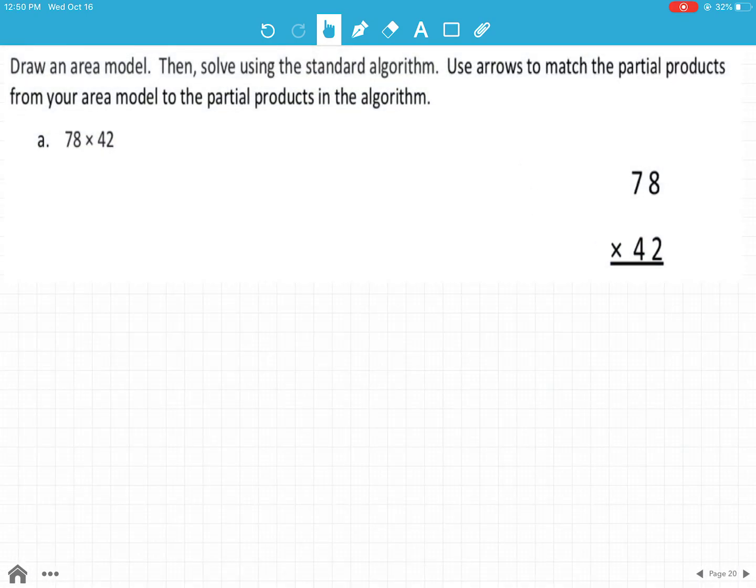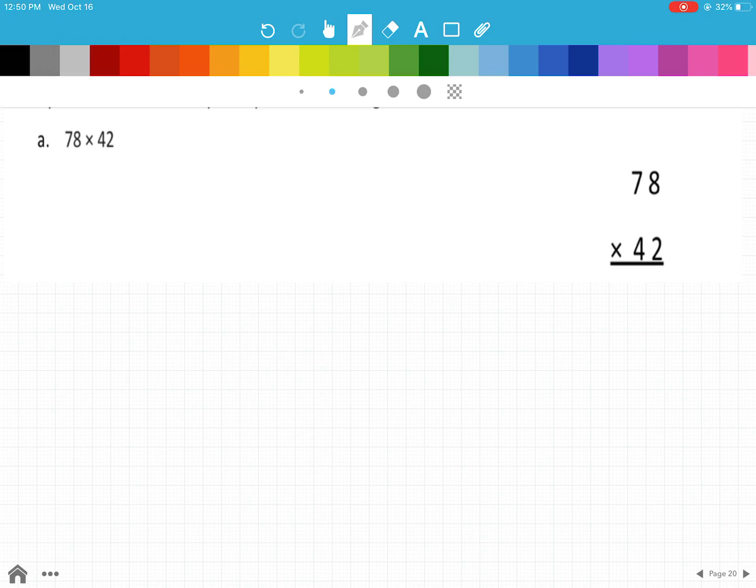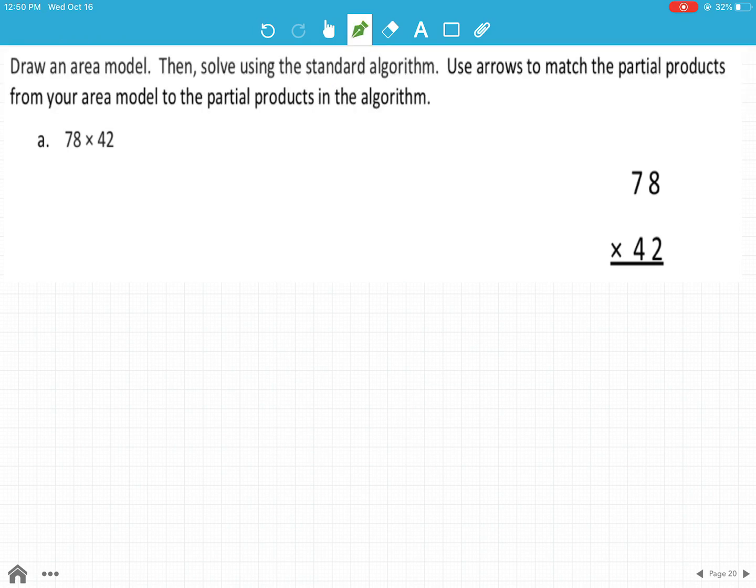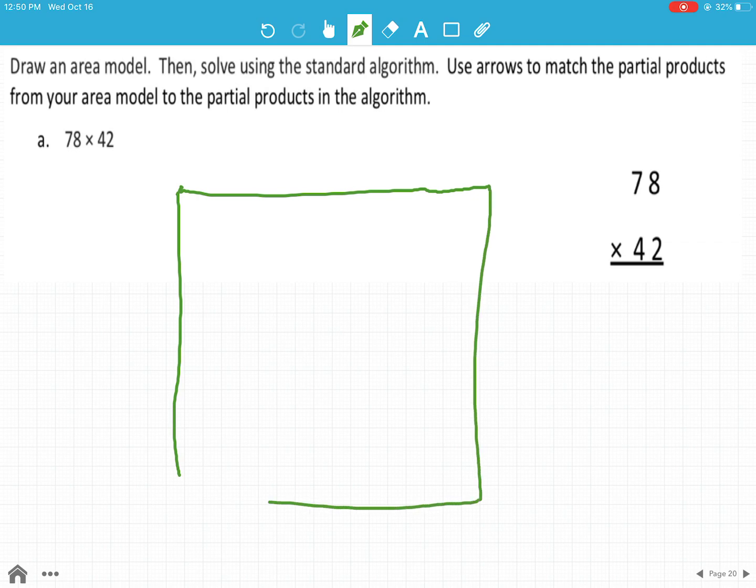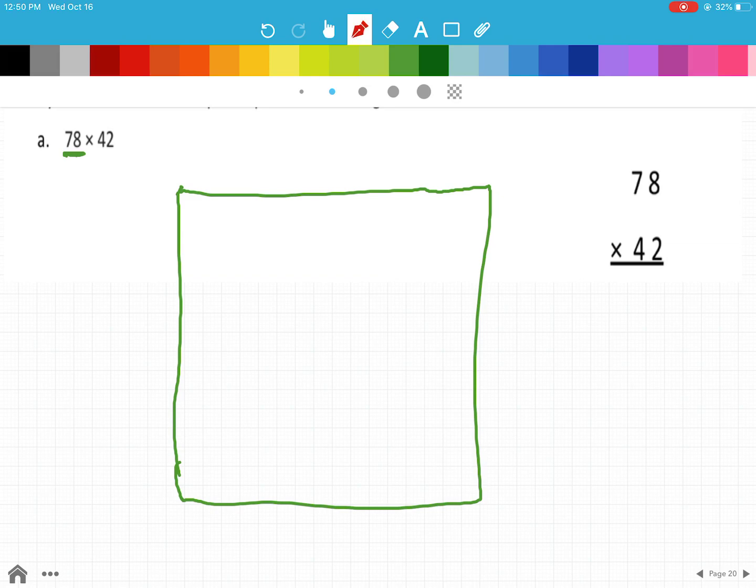Alright, so here we go. So it says draw an area model. So I'm going to draw an area model. And I'm going to be like you guys and draw an area model. I'm not going to use my tools here. You just have to draw something like that. We have 2 digits by 2 digits.